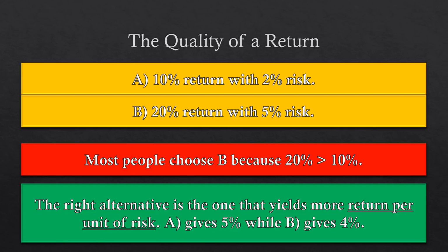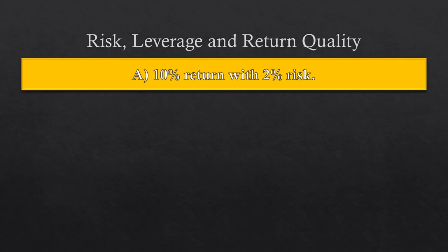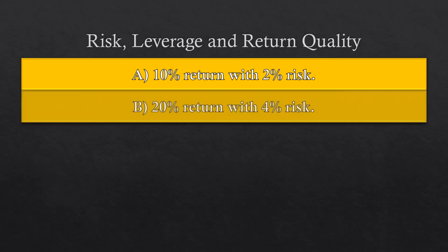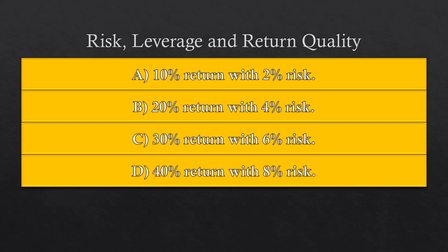Here's a small lesson about leverage. Consider the following alternatives. A. 10% return with a 2% risk. B. 20% return with a 4% risk. C. 30% return with a 6% risk. And D. 40% return with 8% risk. According to what we just saw, all of these alternatives have the exact same quality because they all yield 5 units of return per unit of risk.